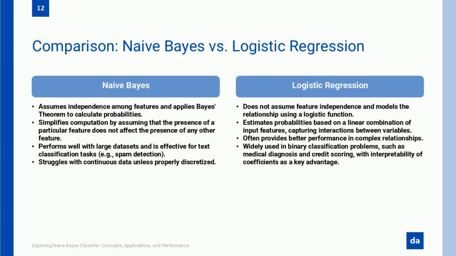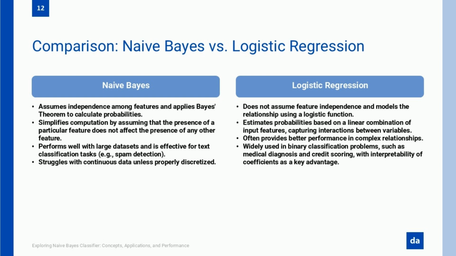The choice between the two ultimately depends on the problem at hand. If you need a quick, scalable, and efficient solution, naive Bayes is a solid choice. If you have enough data and need a model that captures relationships between features without strong independence assumptions, logistic regression is often the better fit.